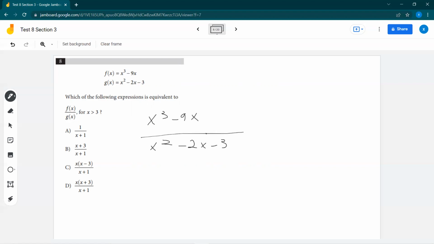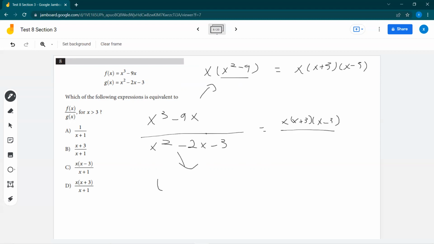So again, the first thing we can do is factor these, right? X cubed minus 9x, factor that over here. That'll factor to x times x squared minus 9. X squared minus 9 is a difference of squares, so we can factor that as x times x plus 3, x minus 3. If you never reviewed that, it's the difference of squares. And on the bottom here, we can also factor this one. This factors to x minus 3, x plus 1.